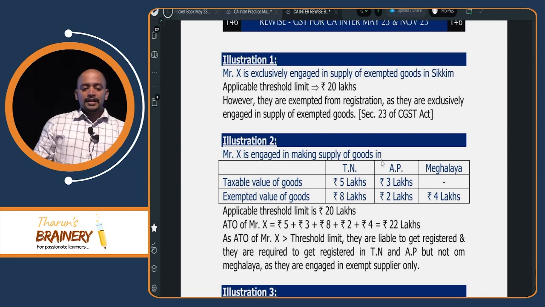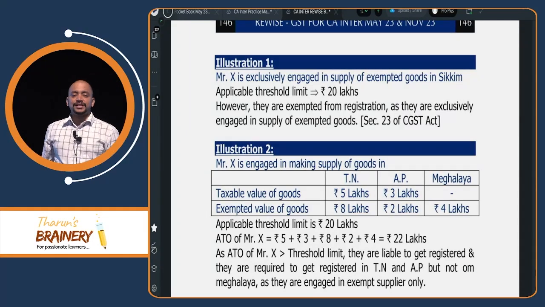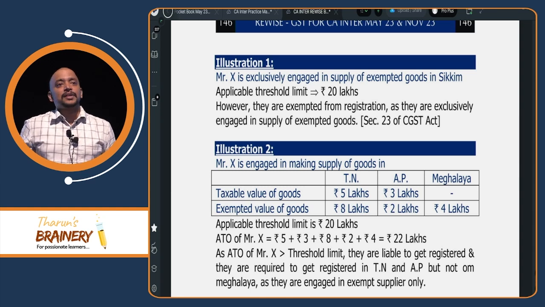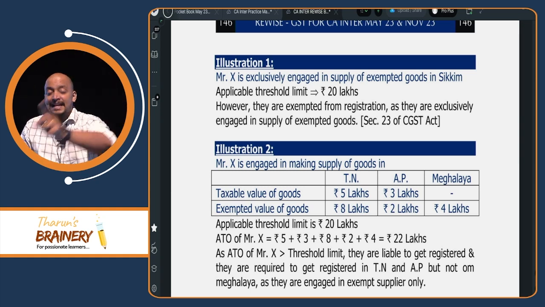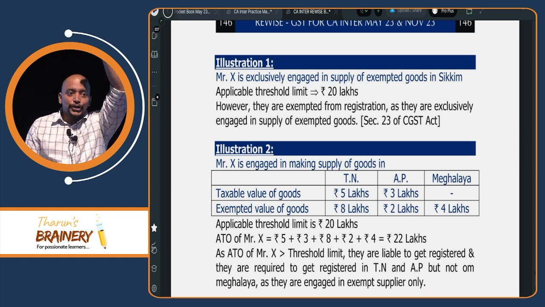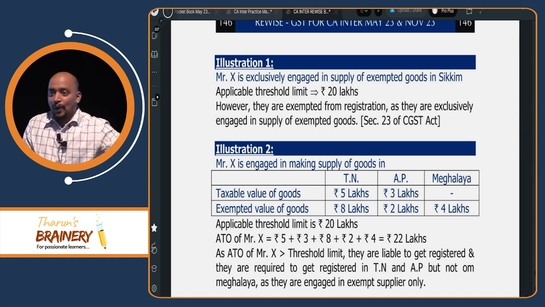Illustration 1. Mr. X is exclusively engaged in supply of goods in Sikkim. In Sikkim, what is the limit? 20 lakhs. Why 20 lakhs limit in Sikkim? Because you are doing business in a single state, and that single state is in a special category. Therefore, the limit will be 20 lakhs. But this person is not at all required to get registered. Why?